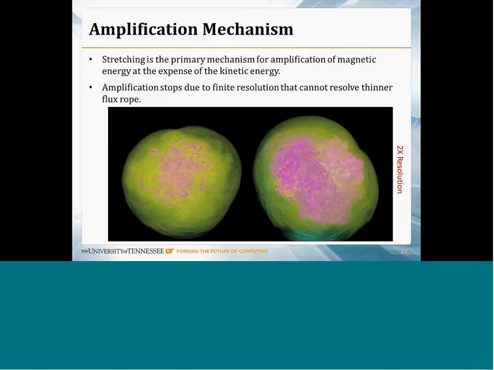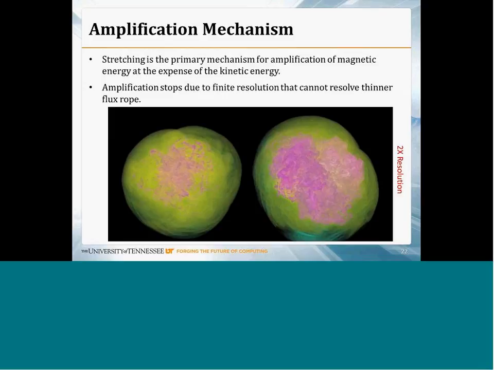We know the mechanism that amplifies the magnetic field is primarily due to stretching. As turbulence happens, the fluid elements that are connected get stretched, and since the magnetic field is frozen in the fluid, it gets stretched too, and that produces the magnetic field amplification.